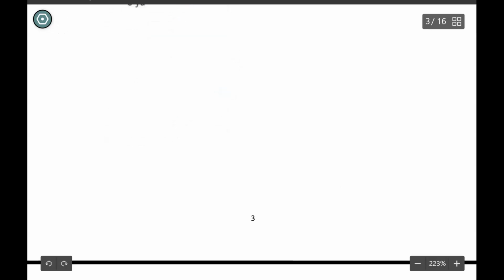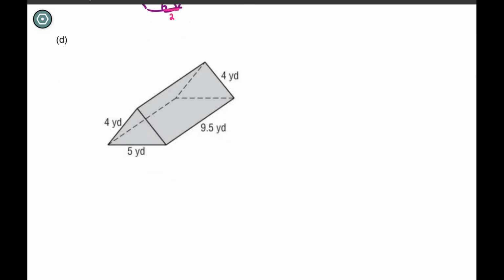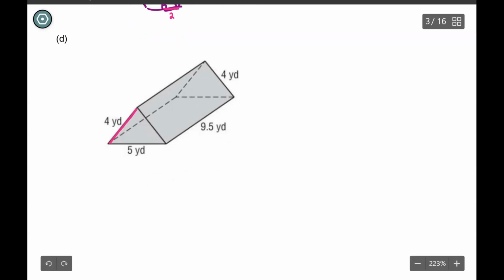Okay, again, D, if you want to try on your own, you can try it. Here I see we have a triangle, and this is not a right triangle. In fact, if this is 4 here, this is 4 here, so it's going to be an isosceles triangle for the base. So for the perimeter, we can see that that's just going to be 4 plus 4 plus 5, so that's going to be 13.